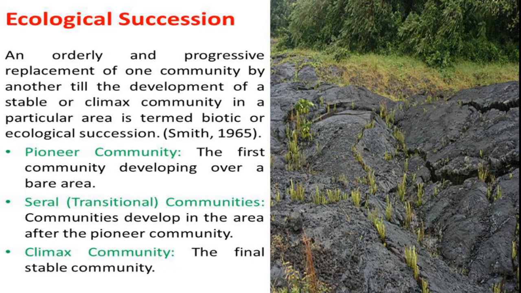In the development of a community, a series of communities develop and they replace one another in an orderly sequence until the stable community or climax community is produced. The various developmental stages of a community are called sere, and each stage is called a seral stage. The first community to inhabit an area, or the first seral stage, is called a pioneer community. The final stable community is called the climax community.